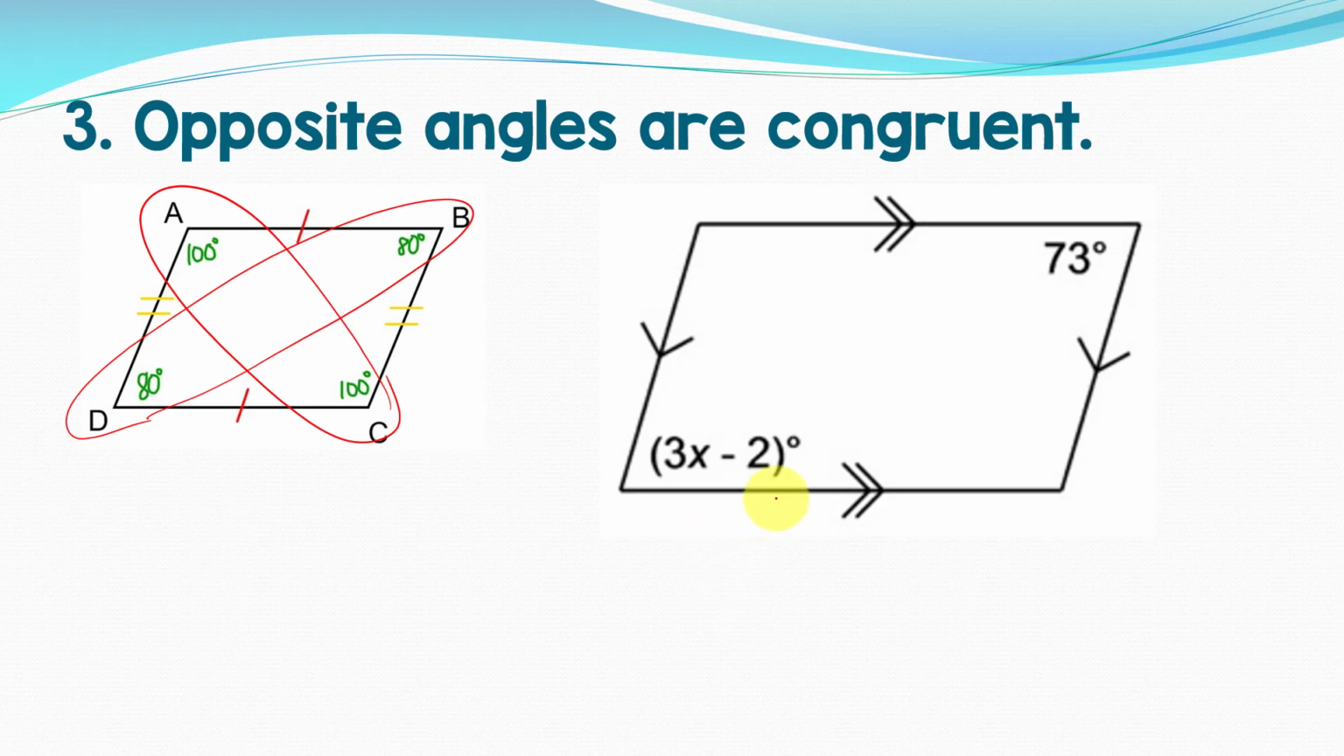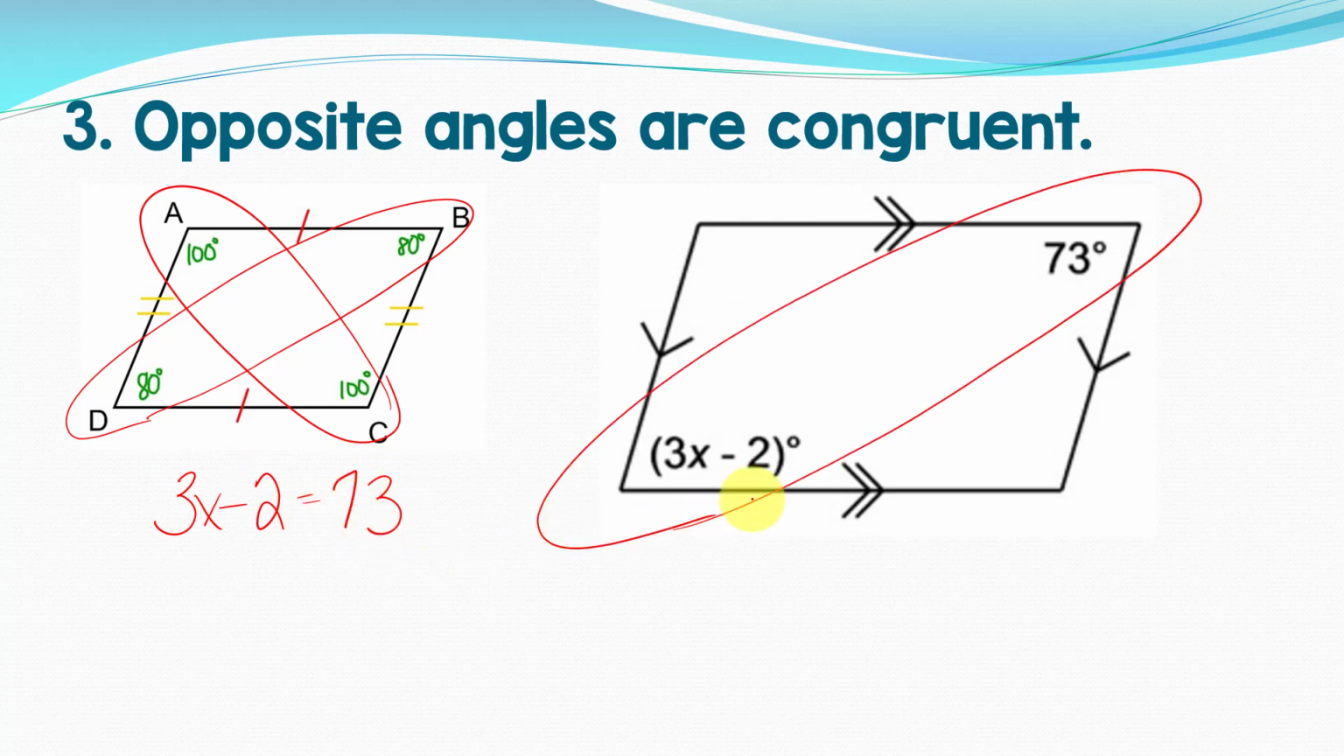So as far as solving here, I would know that 3x minus 2 should equal 73. That would be the equation I would set up for that. Solve that and you can find x.